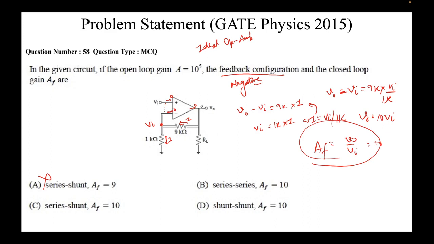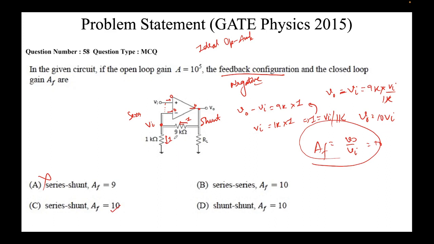What we are doing is taking the voltage on the output side, so that is a shunt, because we are taking the voltage in parallel to this. On the other hand, we are feeding in series, because the current, in this case it's 0, but whatever current we get, we feed here. So this configuration is what is called a series shunt configuration, and hence option C is the answer.